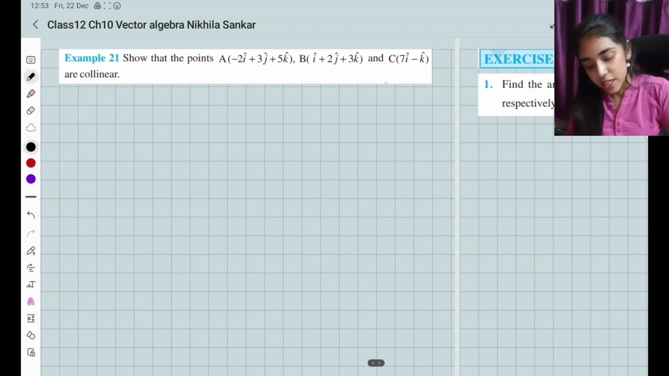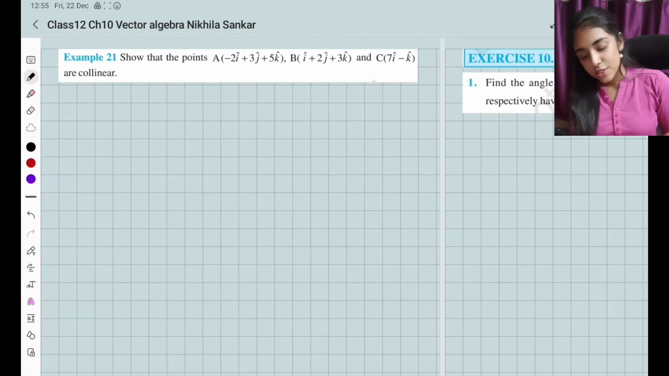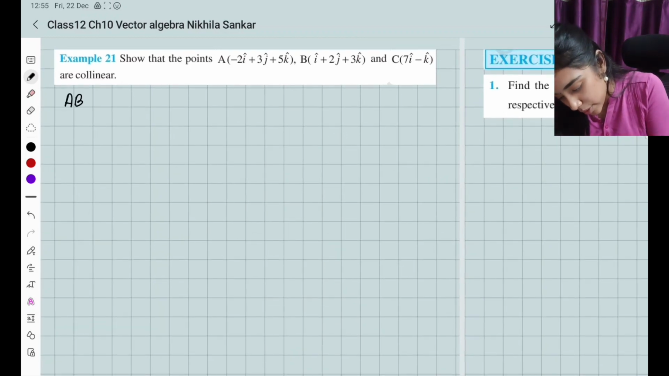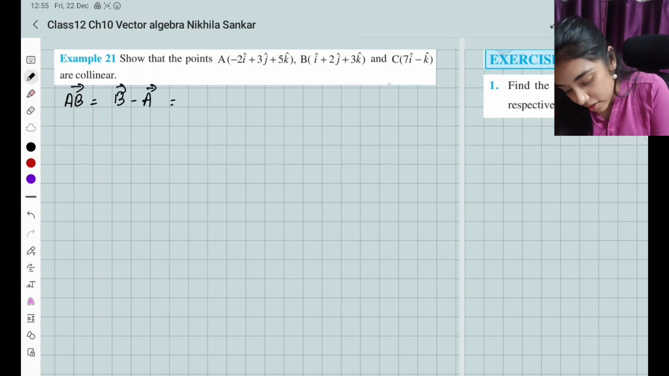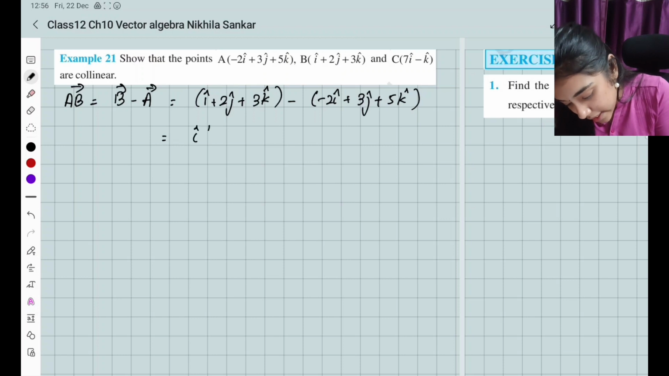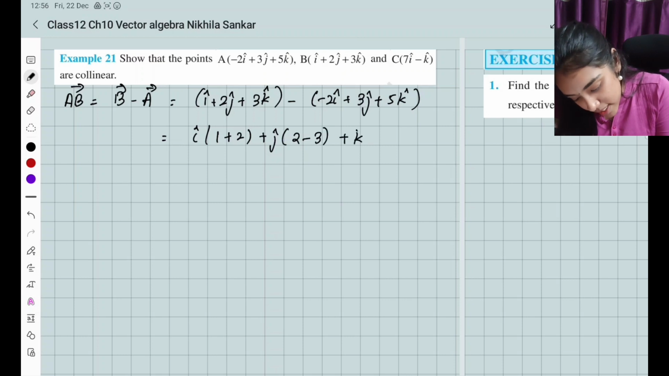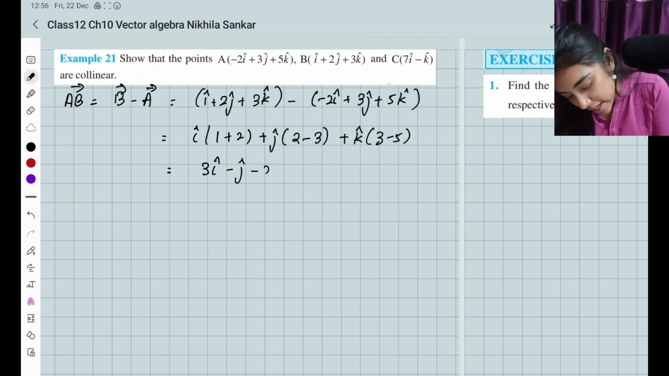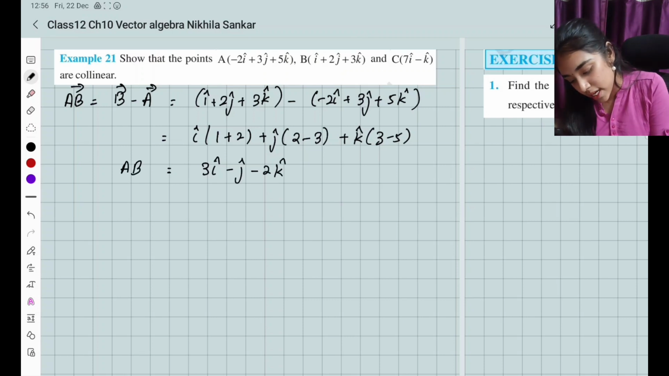Example 21. Show that the points A, B, C are collinear. We have already seen collinear. So what are the things I am going to find? I'm going to find AB. So when I have AB, I have to do B minus A vector. When I do that, I have I cap plus 2j cap plus 3k cap minus 2 I cap plus 3j cap plus 5k cap. So combining the I cap: 1 plus 2, j cap: 2 minus 3, k cap: 3 minus 5. So in total I have 3 I cap minus j cap minus 2 k cap. So this is going to be my AB vector.